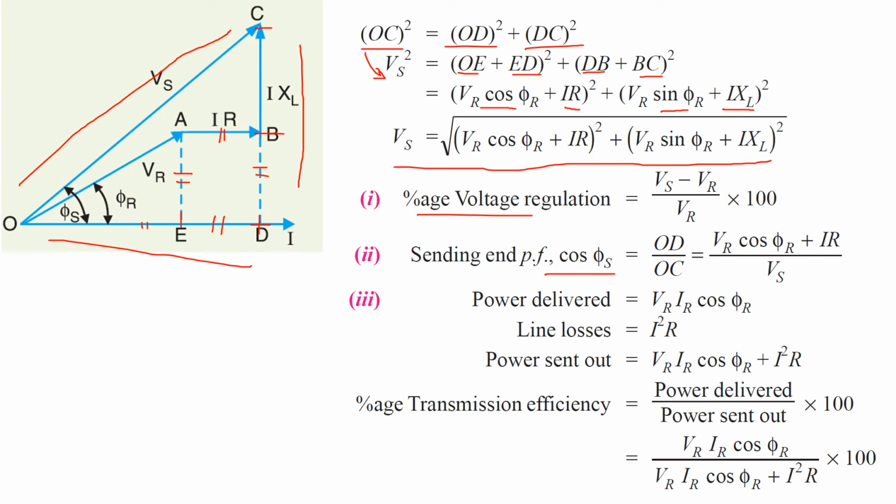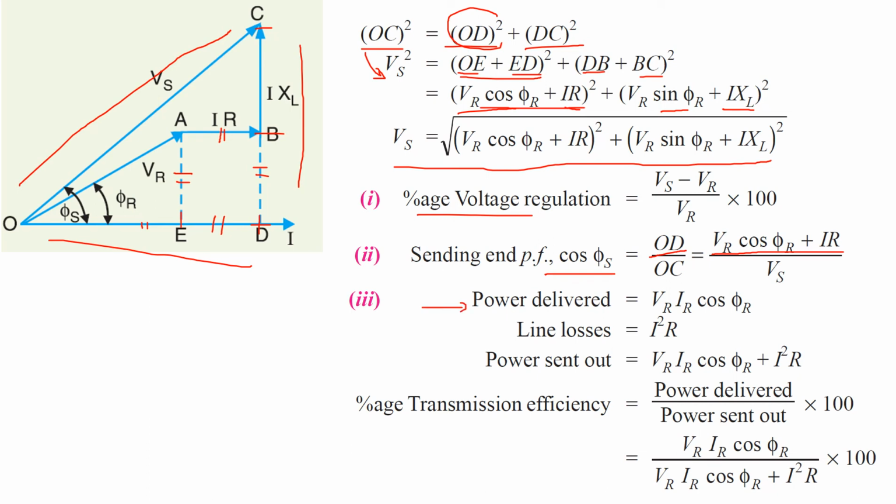You know that this is my whole outer triangle, OCD. In that, cos phi s is nothing but OD upon OC. And OD we have derived: OD is equal to OE plus ED, and this parameter OD is given by this. So it is rewritten again, and you will get cos phi s. You need to remember these expressions.